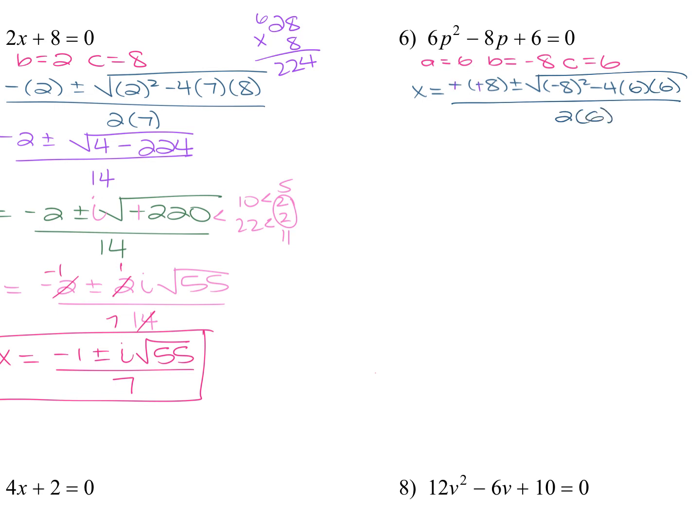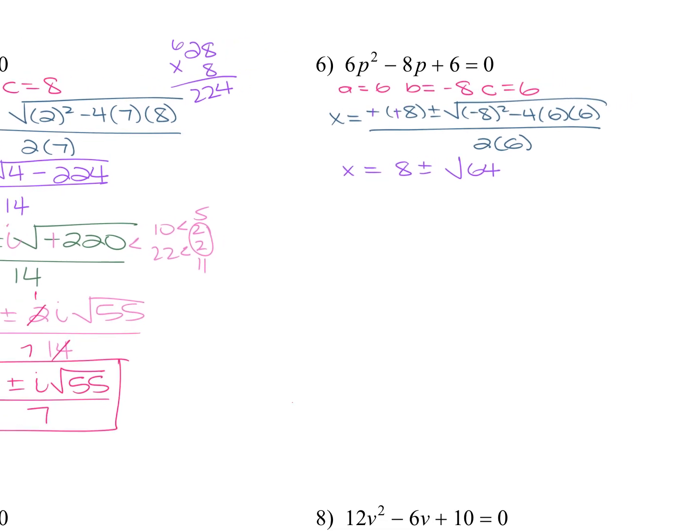Double negatives turn into positives, so x is equal to 8 plus or minus the square root of negative 8 squared is 64. You have negative 4 times 6, which is negative 24, times 6. The 6 times 4 is 24. 6 times 2 plus 2 is 14. So it's negative 144 over 12.